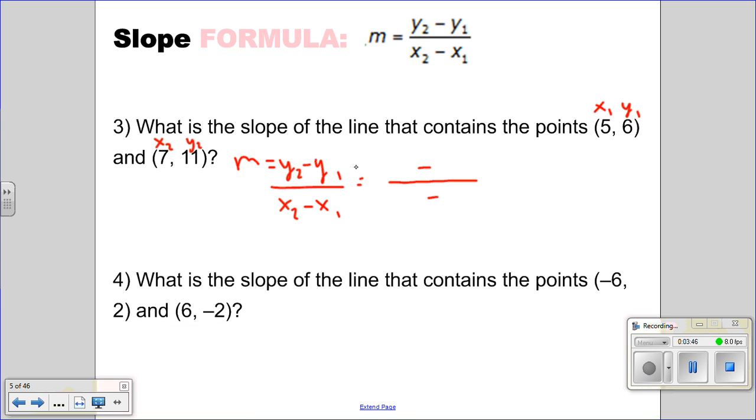So I said y sub 2 was 11, y sub 1 was 6, x sub 2 was 7, x sub 1 was 5. And now you can subtract 6 from 11, you would get 5. If you subtract 5 from 7, you would get 2. And leave it as a fraction, and this is my final answer, 5 over 2. It can't be reduced, so I'll leave it as is.